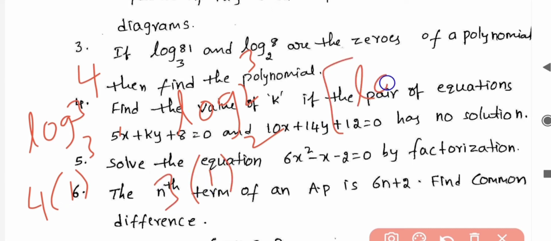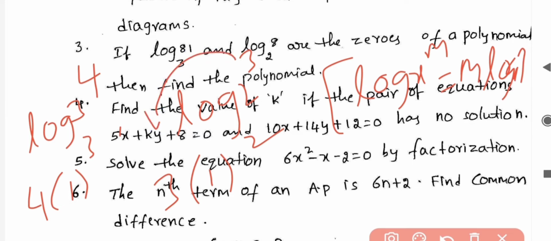So we know log x to the power of m equals m log x. That's why the 3 changes to here. So 3 into log 2 base 2. Log 2 base 2 value is 1. So 4 ones are 4, 3 ones are 3. So 4, 3 are the zeros.